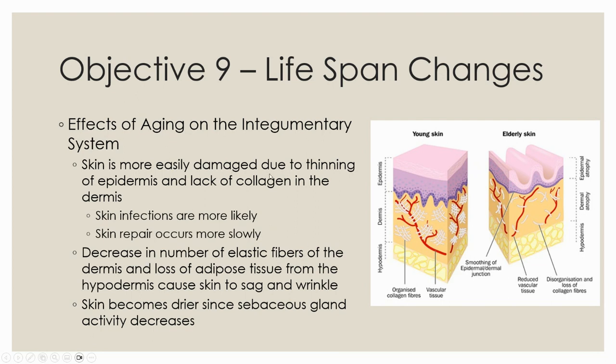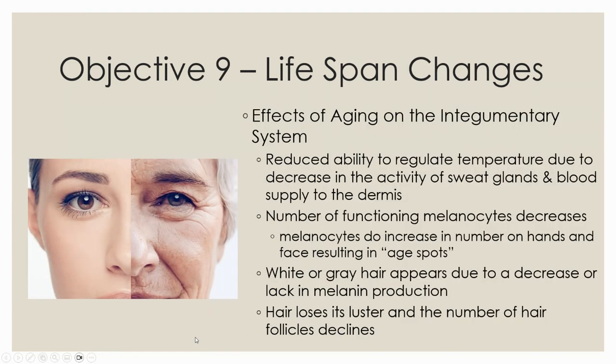Those elastic fibers along with those collagen fibers are going to decrease. There will be fat loss in the hypodermis, and that's what causes the skin to sag or wrinkle in different areas. The sebaceous gland activity declines, which causes skin to be drier and more papery looking. Some areas of the body show that more than others. There's a reduced ability to regulate temperature because there's a decrease in the activity of the sweat glands. Also the blood supply. A lot of times elderly people usually get cold pretty easily. Their skin is thinner, there's less fat, and there's less blood flow, and so that can lead to them feeling cool faster than other people.